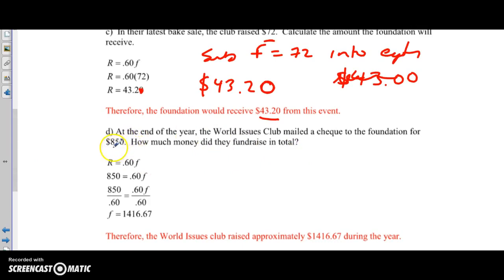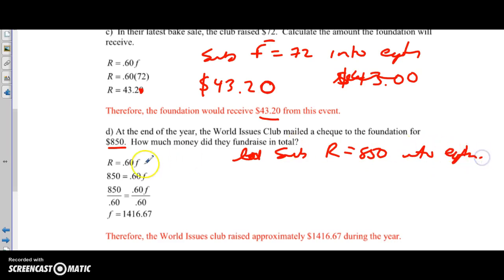At the end of the year, they got $850 total. How much money did they fundraise? So if I give 850 bucks and I'm giving 60% of my money, let's figure out how much money I made total. So in this case, sub R is equal to 850 into the equation. EQTN is fine for equation. And when you do that, you get 850 is equal to 0.60 or 0.6 F. Should you cut that zero off? You can. It's the same thing, but we're talking about 60%, so sometimes it looks nicer. It makes more sense if it's 0.60.